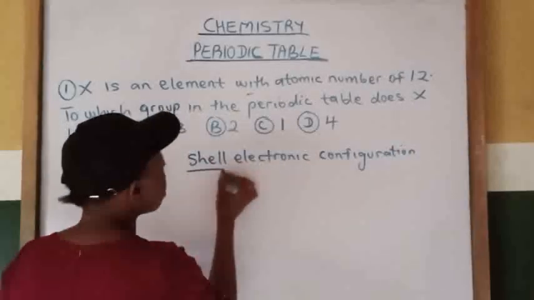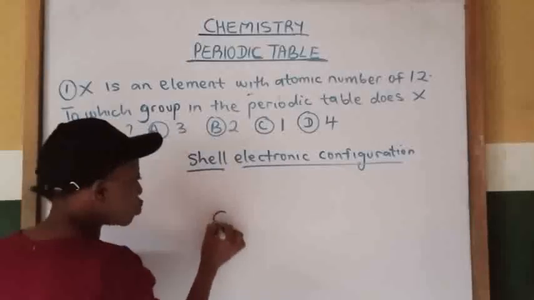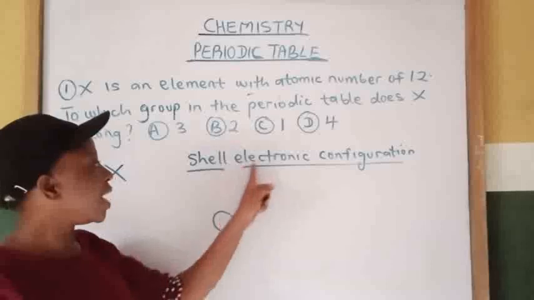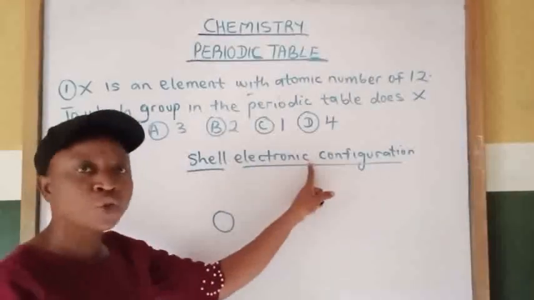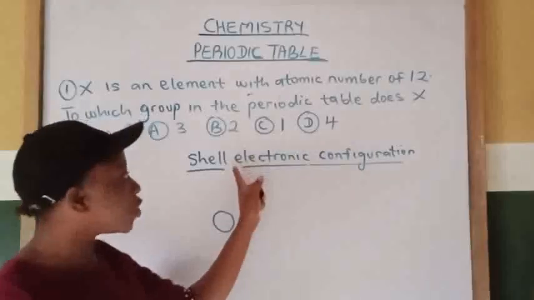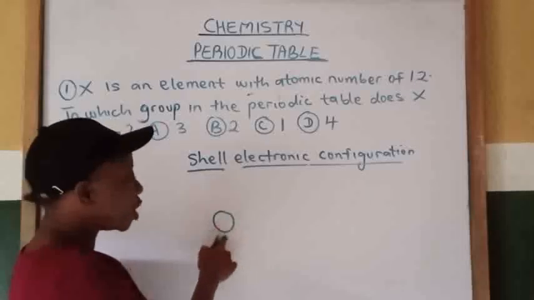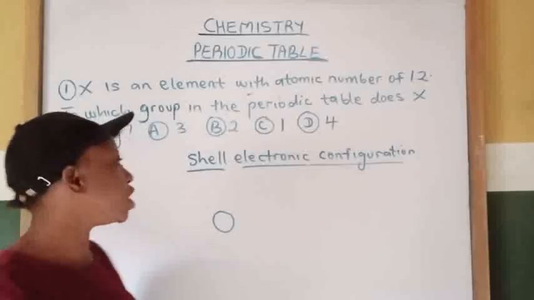Then what is a shell? What is electronic configuration? Shell is a circle. Circle is a shell in chemistry. Electronic is derived from electrons. So distribution of electrons is called electronic configuration. So distribution of electrons on electronic shells is called shell electronic configuration.